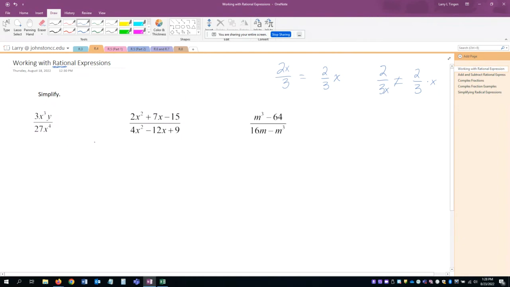The problem tells me to simplify these, which means just divide. Divide if possible. So my first one here, my numerator is 3x cubed y. Denominator is 27x to the 4th. So do your division. 3 and 27 both have a factor of 3.